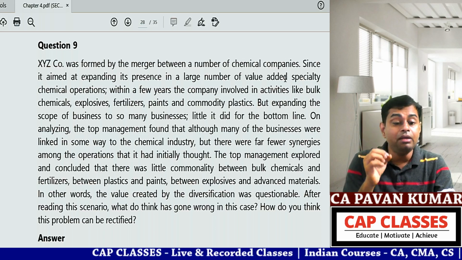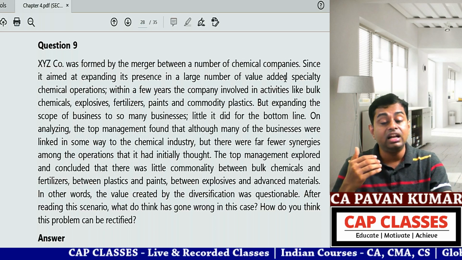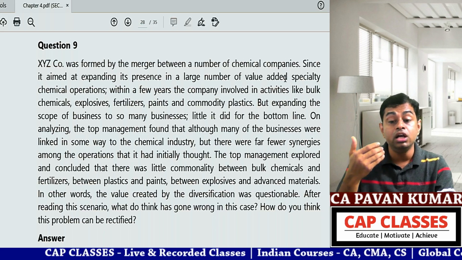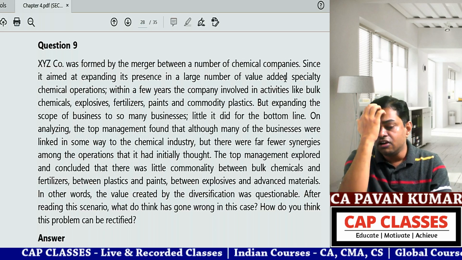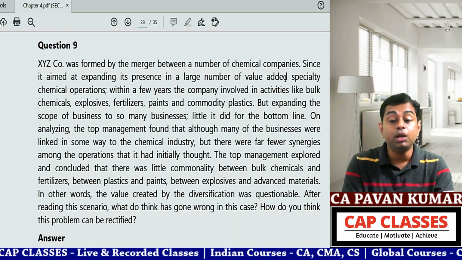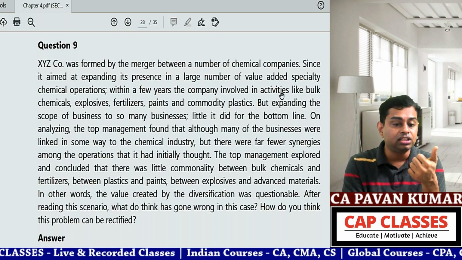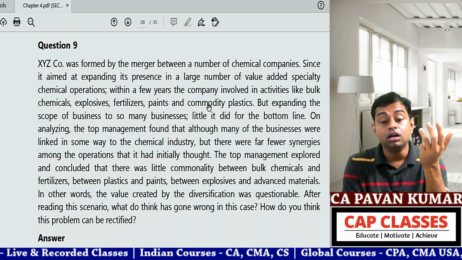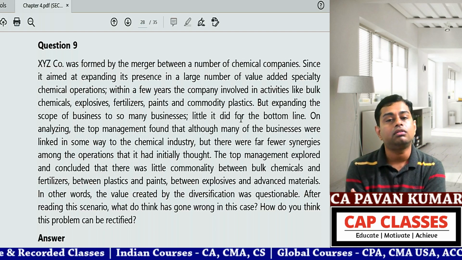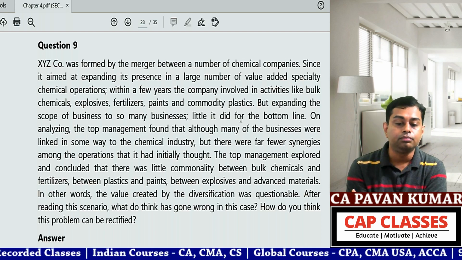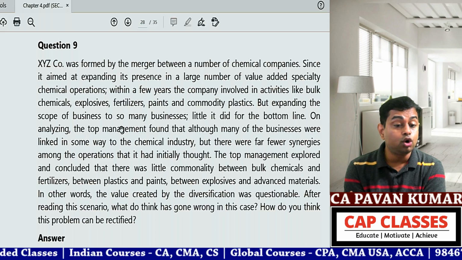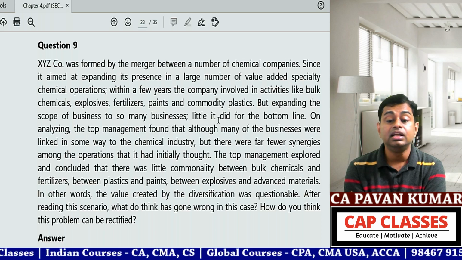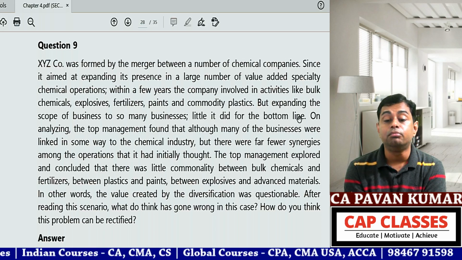Since it aimed at expanding its presence in a large number of value-added specialty chemical operations, within a few years the company was involved in activities like bulk chemicals, explosives, fertilizers, paints, commodity plastics. Oh my god, left and right they have grown. But expanding the scope of business to so many businesses, little it did for the bottom line.